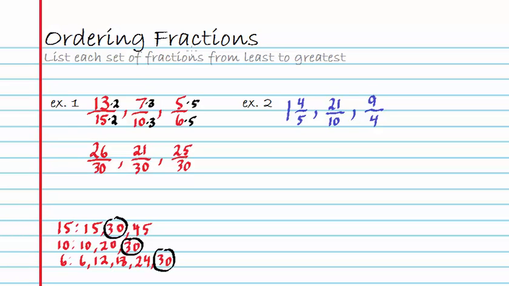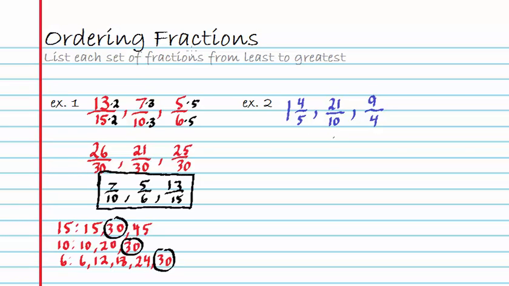So my middle fraction, 21 over 30, is the smallest. So 7/10 is the smallest of the original fractions. My next smallest is going to be the 25 over 30. So that original fraction was 5 over 6. And then the biggest fraction after converting it was 26 over 30, which corresponded to 13 over 15. So this would be the correct order for my original three fractions in example number 1.